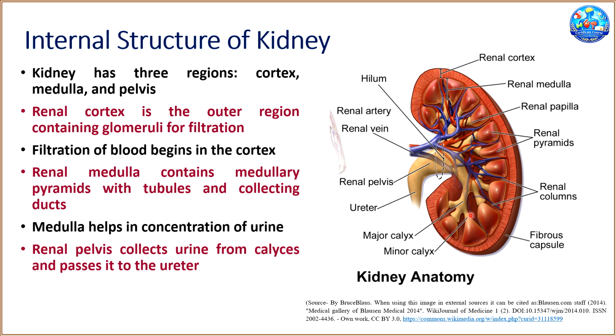Next is the medulla. The medulla contains medullary pyramids that have the tubules and the collecting ducts. The medulla mainly helps in concentration of the urine. Then we have the renal pelvis, which mainly collects the urine through calyces and passes it on to the ureter. The minor calyces start from the pyramid and integrate to form the major calyces, and then the renal pelvis, which empties its contents into the ureter.